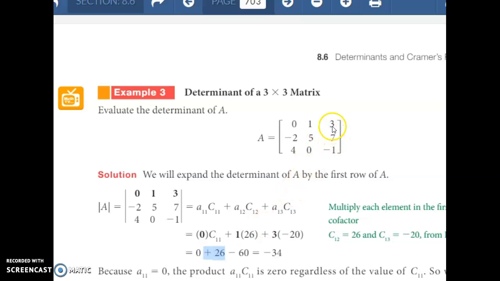And then the third one would be 3 times the determinant of these 4 here. So that's obviously 0 right here. This is 20, but it's a negative. So negative 20 times 3 is negative 60, which you see right here, and then you add the 3 and you come up with negative 34.